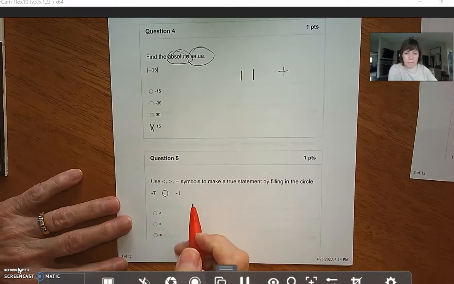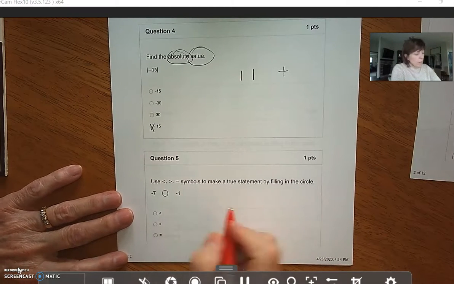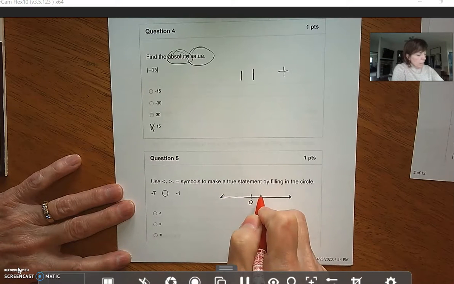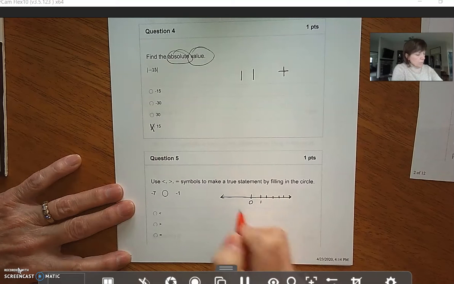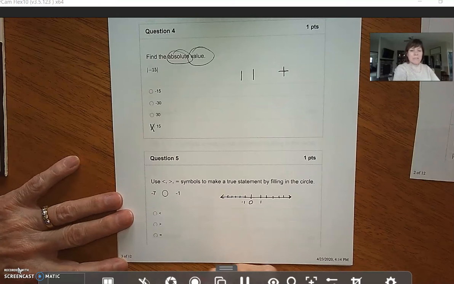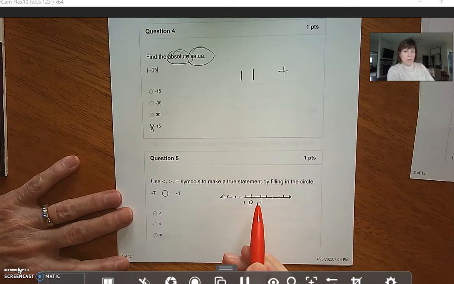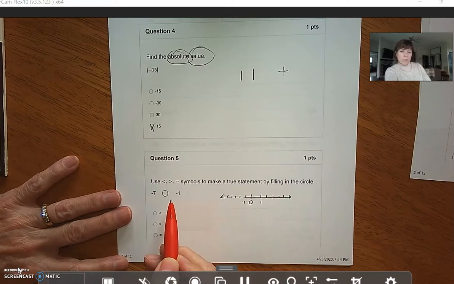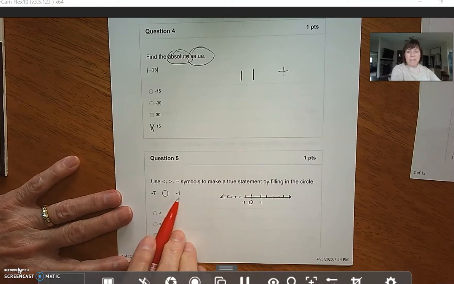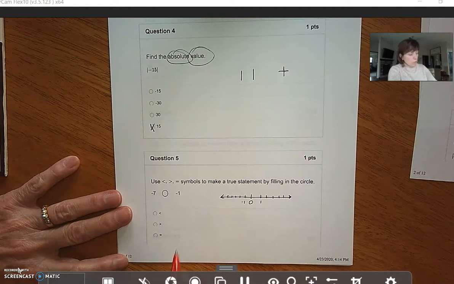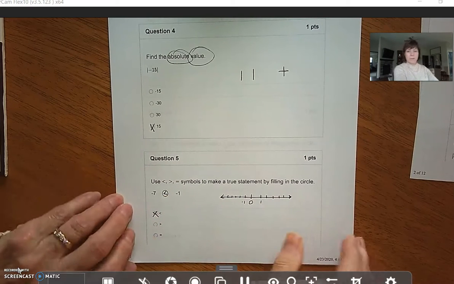Number 5 asks us to use symbols to make this statement true. So I'm going to draw a number line here, and just to remind you that we put 0 in the center of our number line, and then over here would be our positive numbers, and over here would be our negative numbers. And anything to the left of another number is less than that number. So 0 is less than 1, and negative 1 is less than 0. So the further you go to the left, the smaller your numbers are. Therefore, negative 7 is less than negative 1, because negative 1 would be here, and negative 7 would be down here somewhere. So negative 7 is less than negative 1, and so we would choose our less than symbol there.